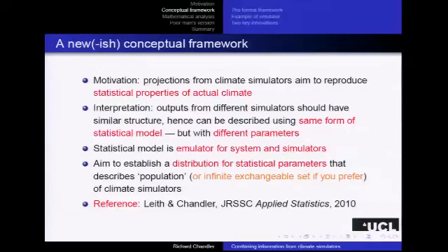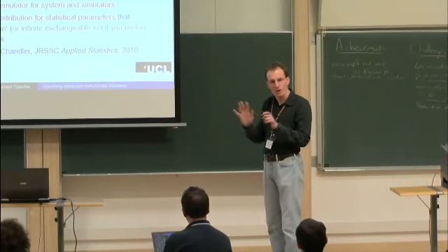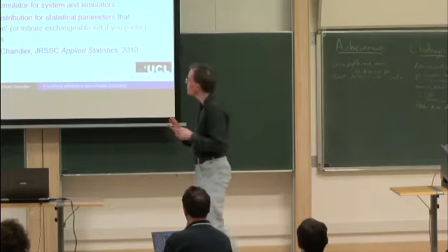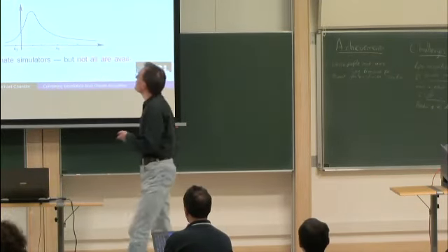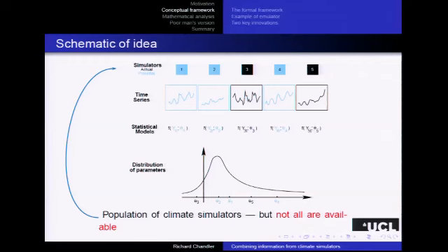And what I'm going to do is establish a distribution for the statistical parameters in my emulator that characterizes what I like to think of as a population of climate simulators, but which other people in the room might prefer to describe as an infinite exchangeable set. Operationally, I think they play the same role. So let's see how that works graphically. With apologies to people who have heard this before, I always describe this slide in the same way.